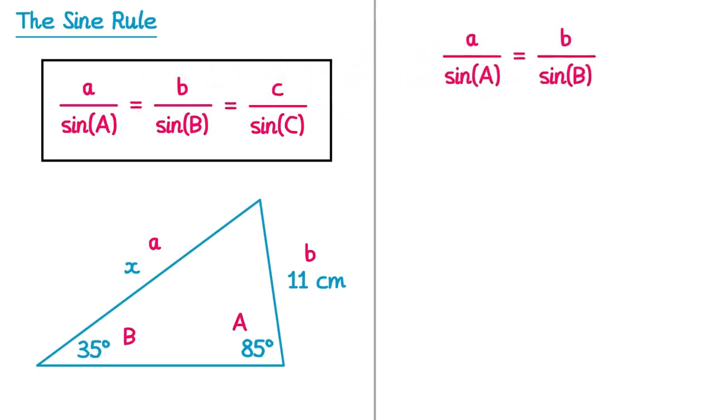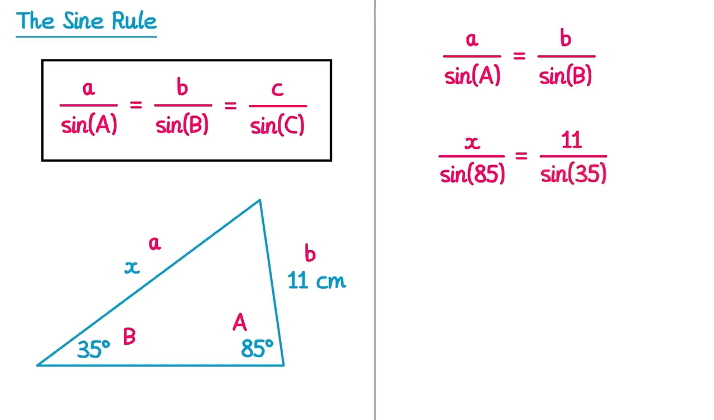And then we're going to write this once more, but we're going to substitute in all of the numbers from the question. So if we start with lowercase a, well, that's the side we're trying to find, which is X. So let's write an X there. Then we divide this by sine of capital A, and capital A is 85, so divide by sine of 85. Then moving to the top right, we've got lowercase b, we labelled that as 11. And on the bottom, we've got sine of capital B, and capital B was 35, so sine of 35.